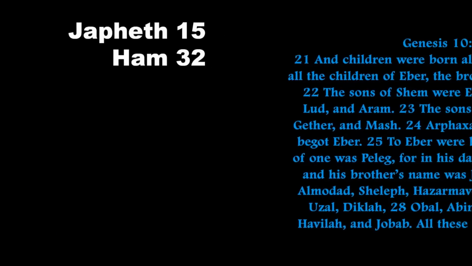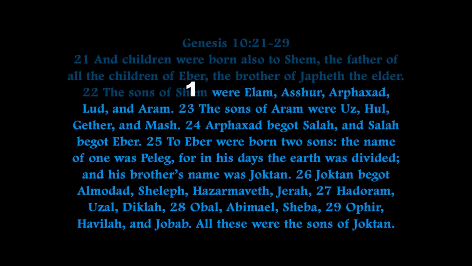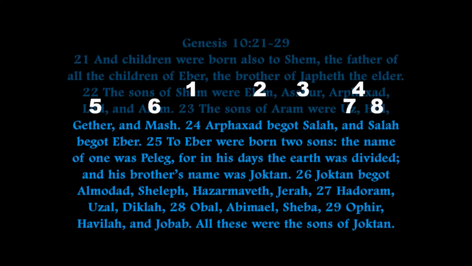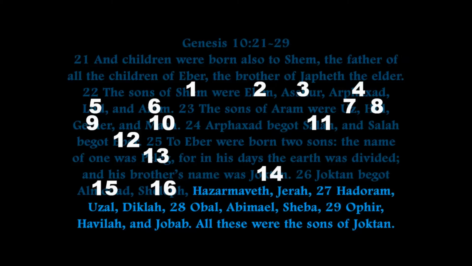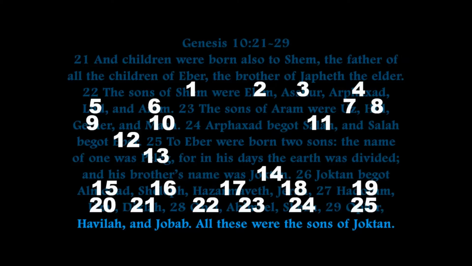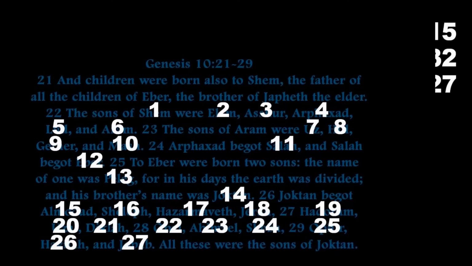Now we go to Shem's descendants. Again, we start with Shem. 1, 2, 3, 4, 5, 6. Aram was already counted, and restart with Uz. 7, 8, 9, 10. Arphaxad was already counted in verse 22, and start with Salah, 11, then Eber, 12, skip to Peleg, 13, Joktan, 14, and restart with Almodad. 15, 16, 17, 18, 19, 20, 21, 22, 23, 24, 25, 26, and 27. So we go to our list and add 27 names from Shem.